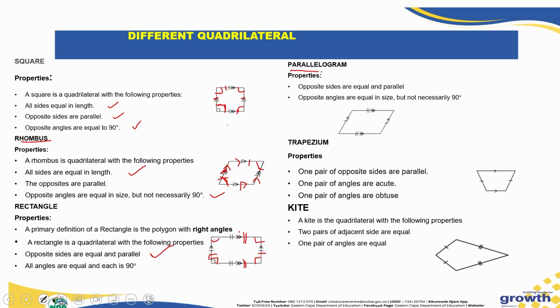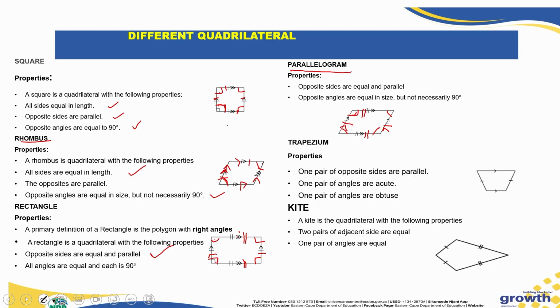The other quadrilateral is a parallelogram. Now, a parallelogram is a quadrilateral with opposite sides being equal and parallel. The opposite sides are equal and they are parallel to each other. Now, the opposite angles in a parallelogram are equal. But remember now, these opposite angles are not right angles. If you look at this parallelogram, it is made of two acute angles and two obtuse angles.